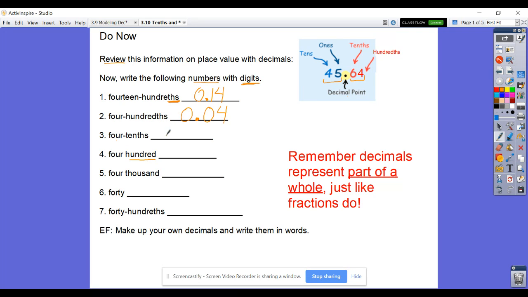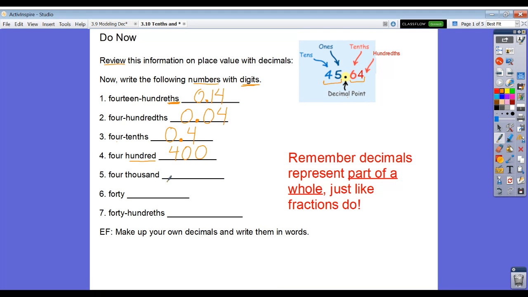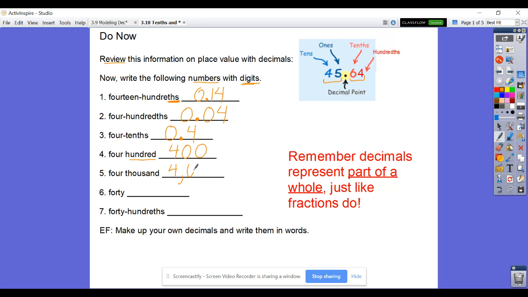So then we have 4 tenths. So now I get to put the 4 in the tenths place. Then we have 400, like I was warning you. This one's just a whole number, no decimals. I wasn't trying to trick you. 4,000, I'll put a comma, but not a decimal.